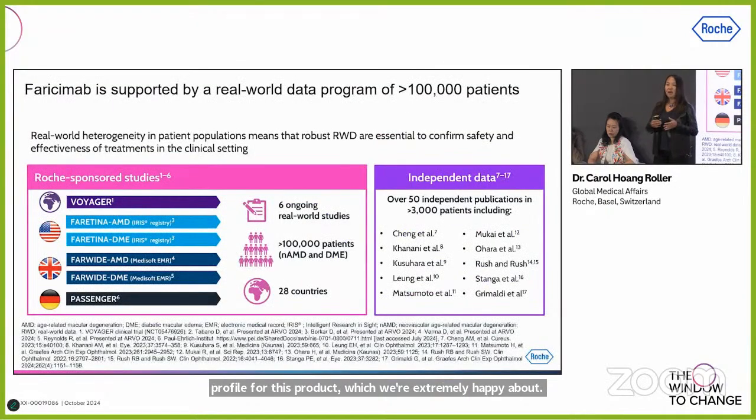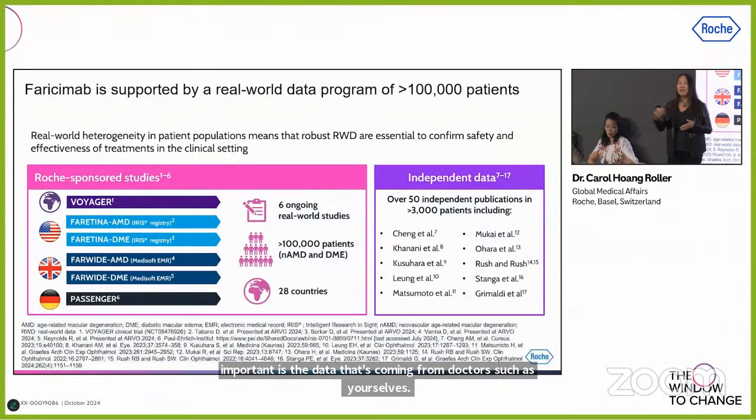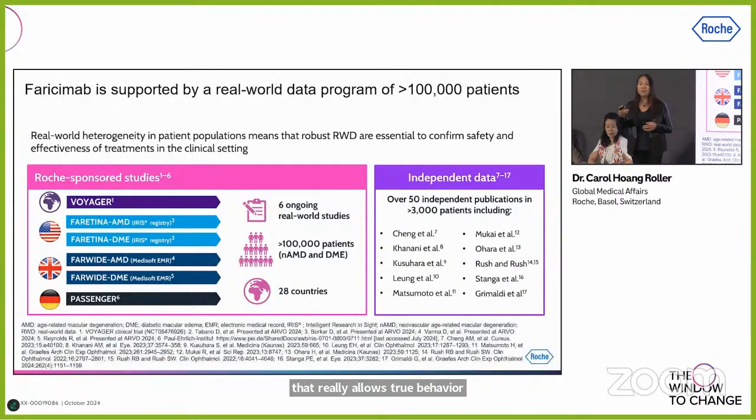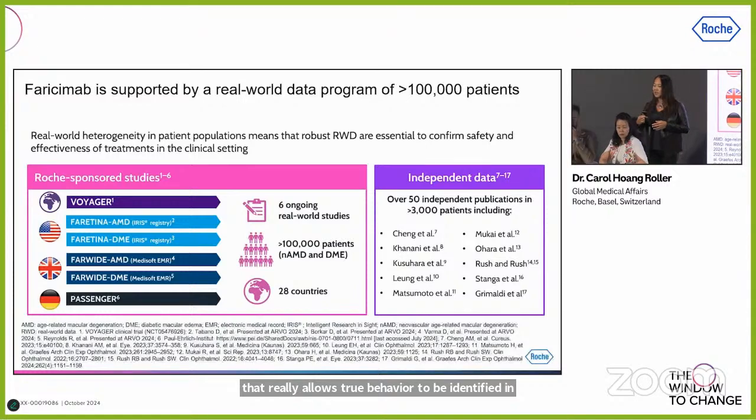Today, besides the clinical trials that you saw in the video, what's important is the data that's coming from doctors such as yourselves. We collect a lot of data in our Voyager program, as well as registries that we analyze, FAR Retina, FAR Y. These are very large databases in the US and the UK that really allow true behavior to be identified in terms of how faricimab is doing out there in the real world. We're seeing independent studies being published also.